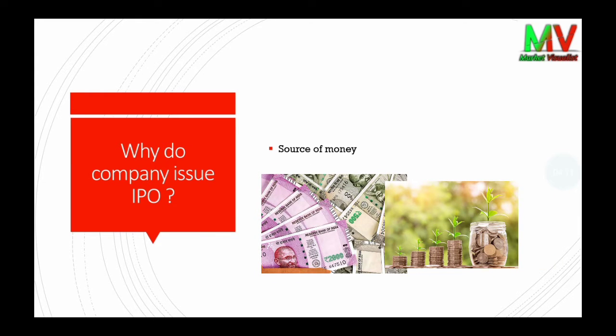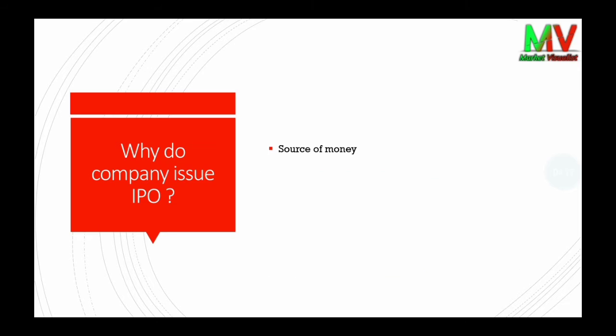Our next topic is why a company issues an IPO. Everyone knows a company has various sources to collect money from the market. A company can collect money via debentures, via banks, via financial institutions, and many other sources. But why should a company go for an IPO? Let's discuss it. The first reason is source of money. IPO is also one type of source of money for the company.